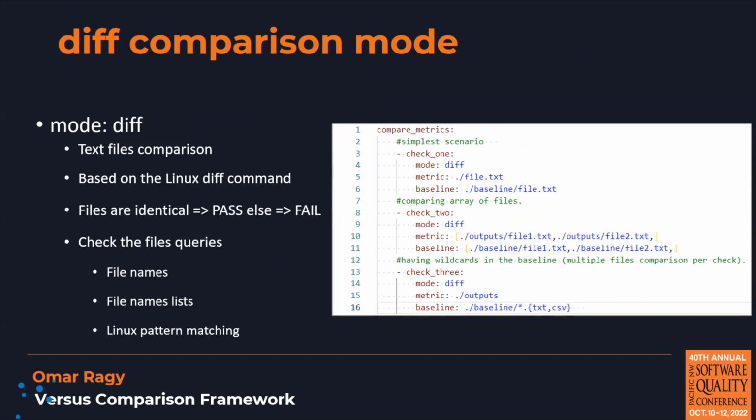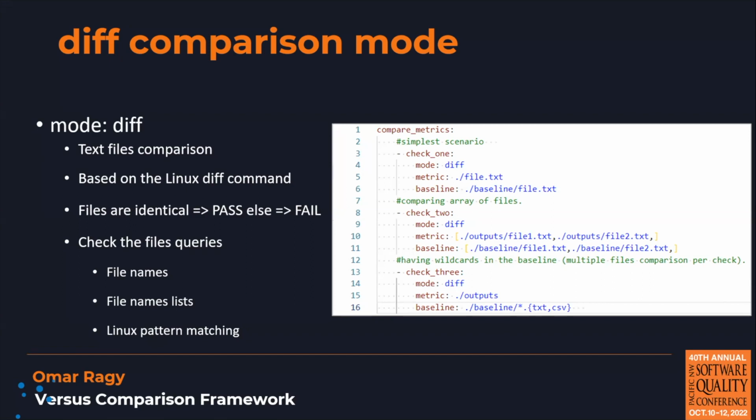This is the diff comparison mode, which is basically the most basic diff, the most basic mode in Versus. We have the metric is file.txt, and the baseline is baseline file.txt. So I'm here comparing file.txt in the current working directory versus the baseline and diff. This is where I'm telling Versus I would like those files to be 100% identical. If any difference in any of the files, this check will fail.